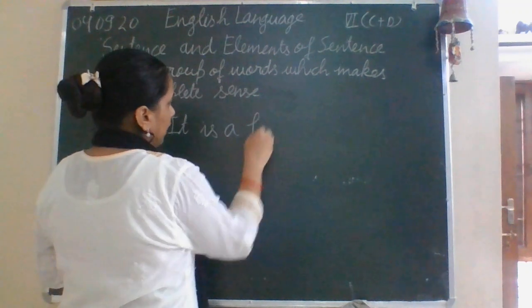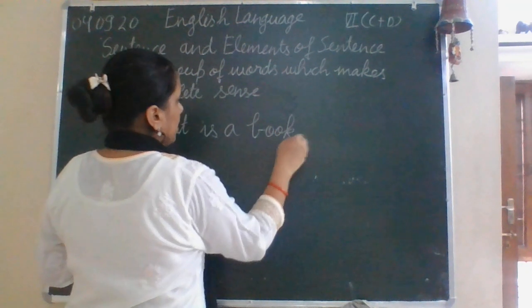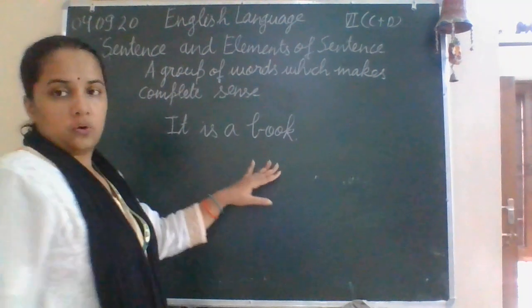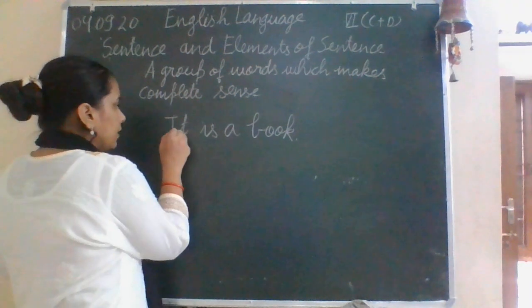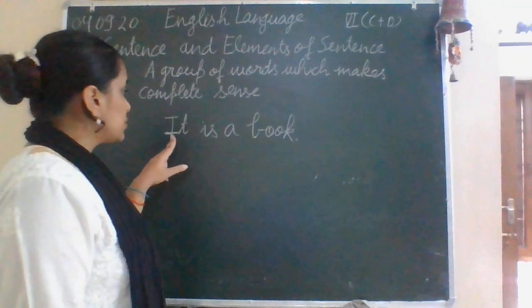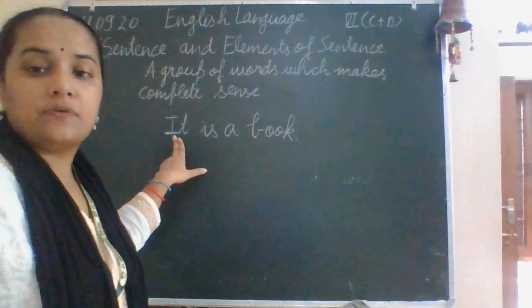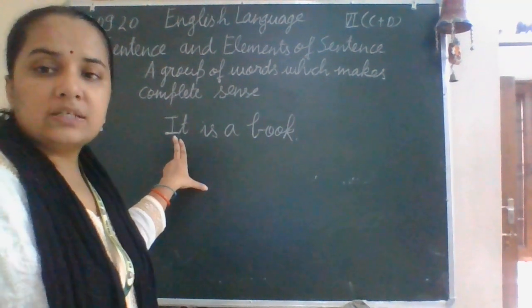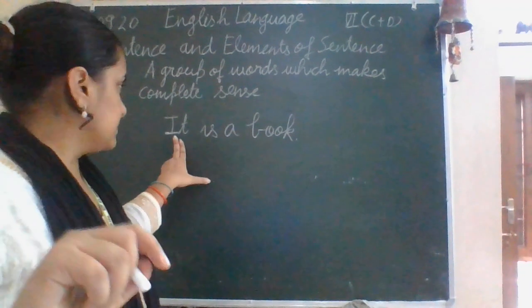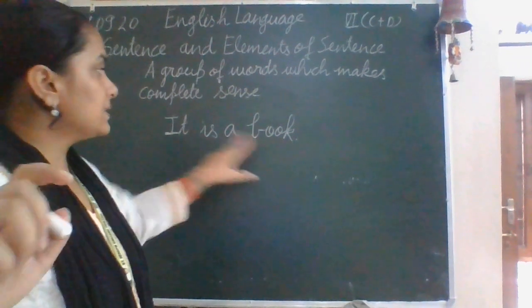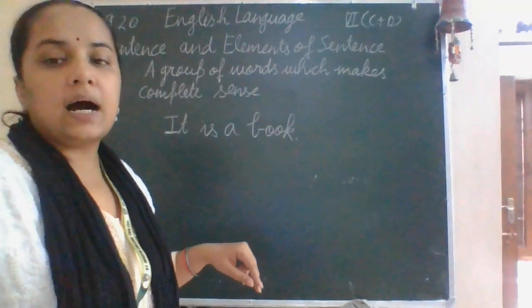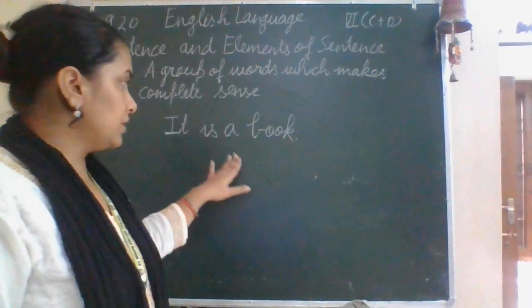It is a book. So here you can see the first word is It, and I wrote I capital because the first letter must be a capital letter for each and every sentence. Now the next thing is it has a full stop at the end. So these are the two compulsory things for each and every sentence.